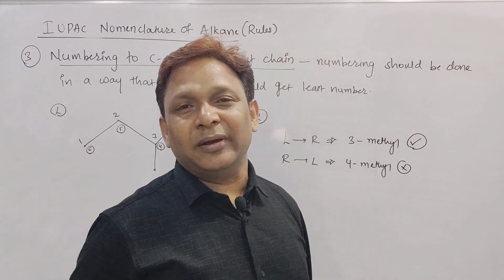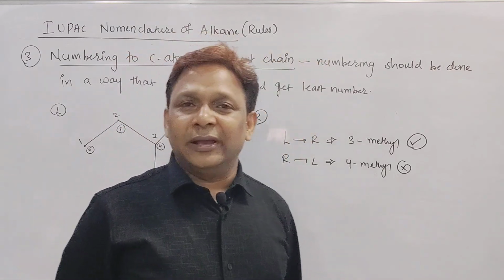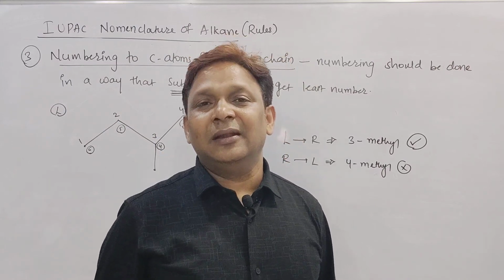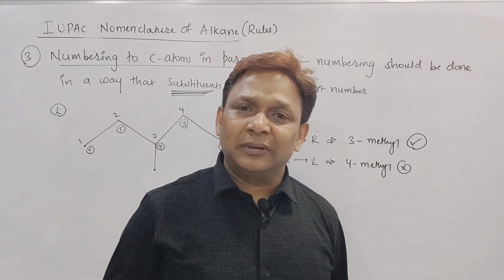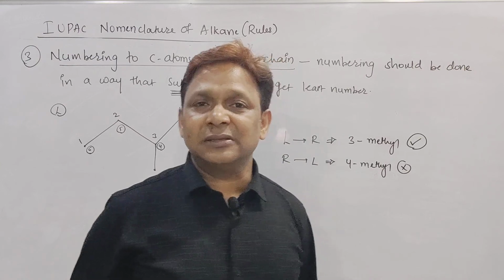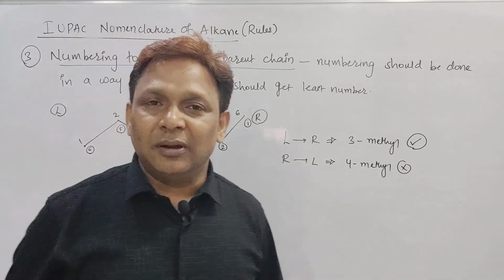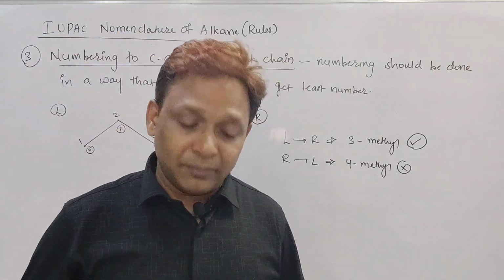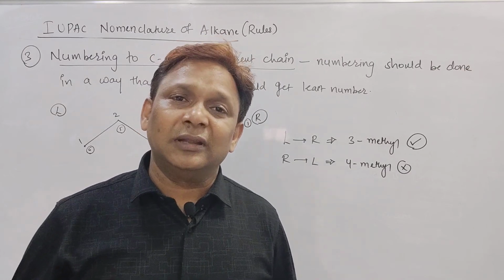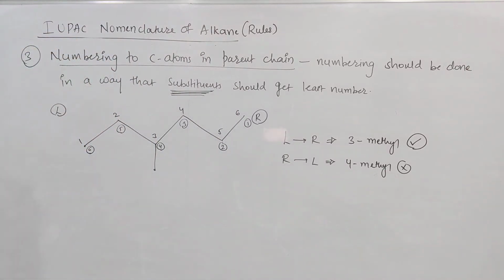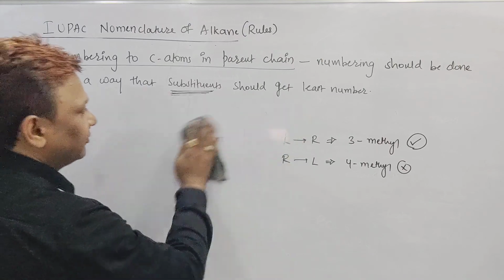Rule number 1, selection of the longest chain. Rule number 2, if the parent chain is the same, then select the parent chain which has the greater number of branches. And rule number 3 says that numbering to the carbon atoms should be done in such a way that our substituent must get the least number. Right beta? Now, if a compound contains more than one substituent, then we have to follow the LSR. Let me discuss that with you. Take a screenshot of this third one, or come to the fourth one.